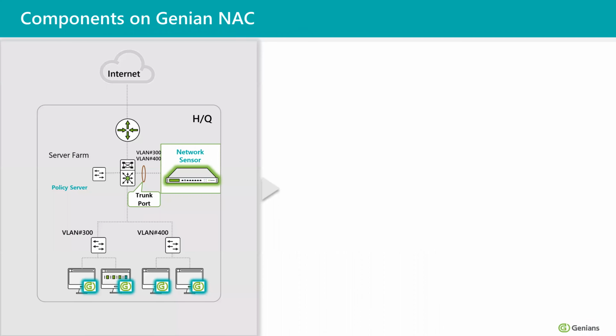Okay, next step, how to estimate and size Genians NAC in accordance with the company environment. Before doing that, I would like to point out which components Genians NAC has. There are three components in Genians NAC: policy server, network sensor, and agent. Okay, let's look at the first one.